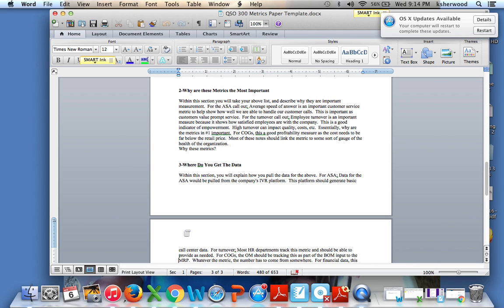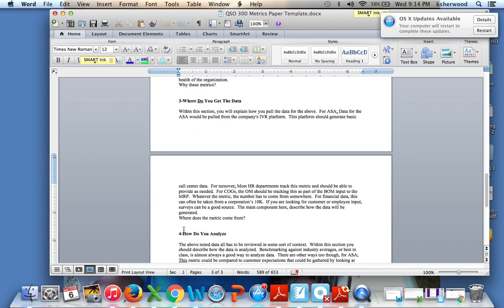That'd be fine for cost of goods sold. If you're looking at a customer service approach, you could look at average speed of answer for phone calls as an important metric, and then you would note that average speed of answer is a good gauge of how fast you answer the call, so that you can see how well you're handling customer service. Customer service is important because customers that are satisfied with the company tend to be repeat buyers. Just make sure you tie the metric to why it's important.